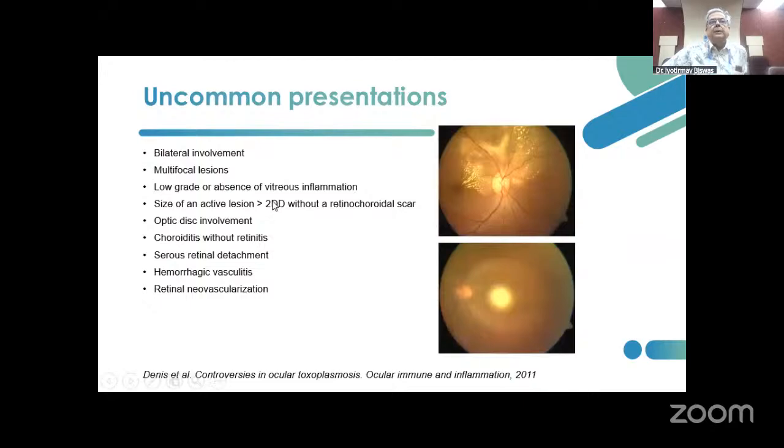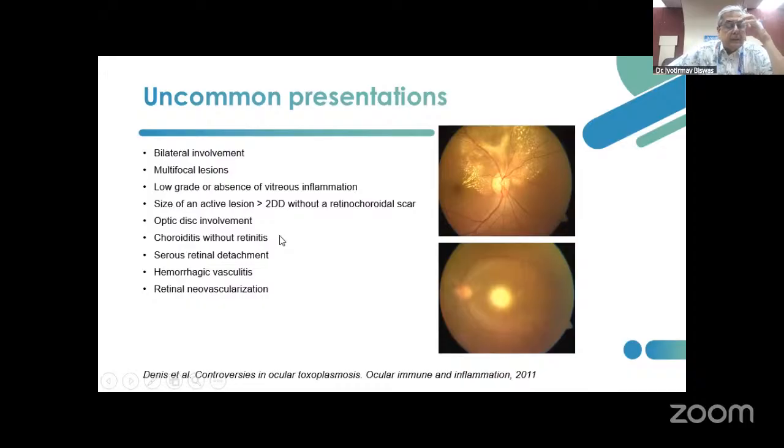An uncommon presentation is bilateral involvement. There are multifocal choroiditis lesions, particularly in HIV positive patients, low grade or absence of vitreous inflammation, active lesions more than 2 disc diameters in size without a retinochoroidal scar, and optic disc involvement.